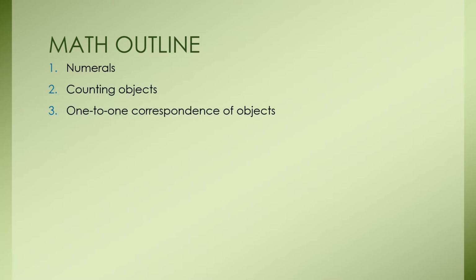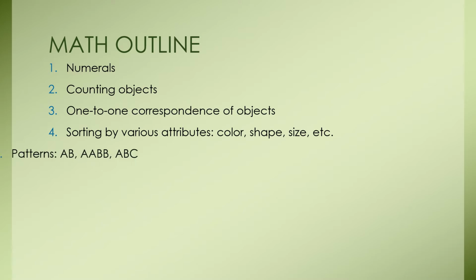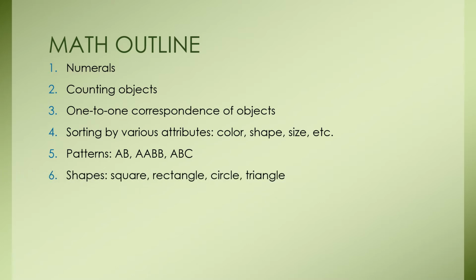So for math outline for pre-K, usually simple, is basically identification of numbers, counting objects, one-to-one correspondence of the objects, sorting by various attributes, for example, color, shape, size, identification and creation of patterns, identification of shapes, for example, square, rectangle, circle, triangle, or even other pictures.